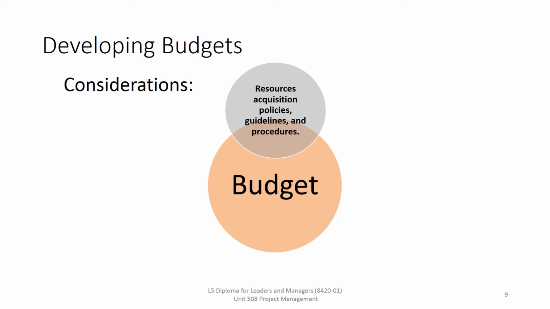And whilst developing that budget, there's going to be some other things the project manager is going to need to consider, which make it a little bit more detailed and complex. He needs to be aware of any existing resource acquisition policies, guidelines or procedures. In other words, the way the business goes about these sort of things, because they're going to have to be taken into account when he puts his budget together.